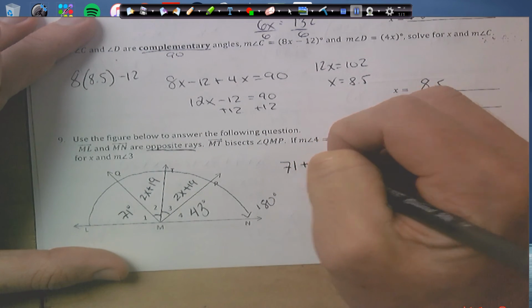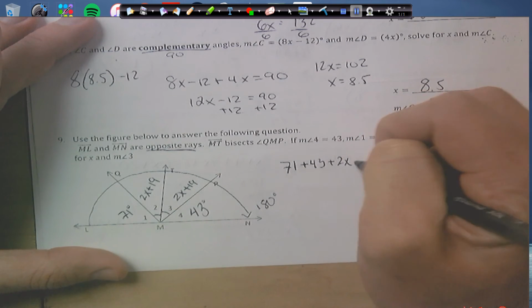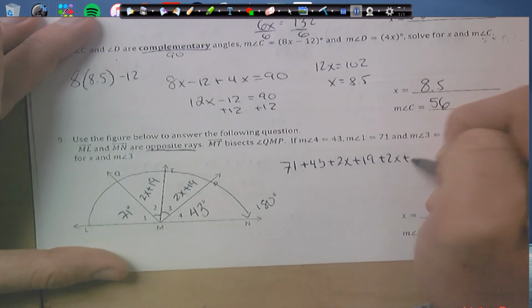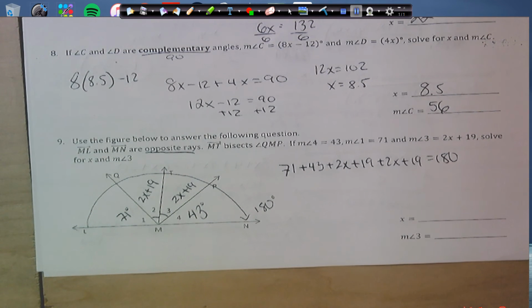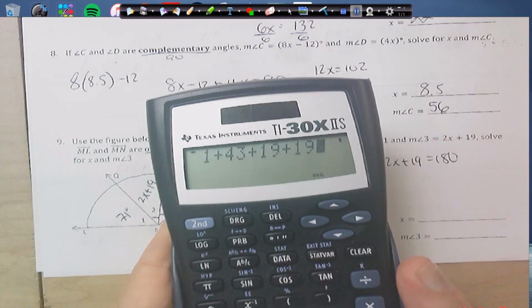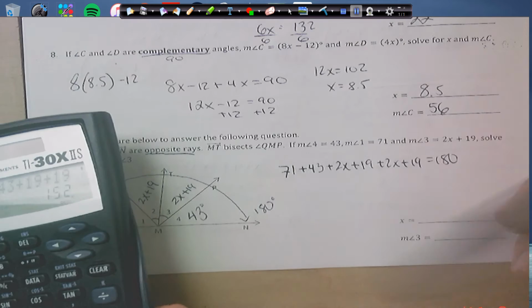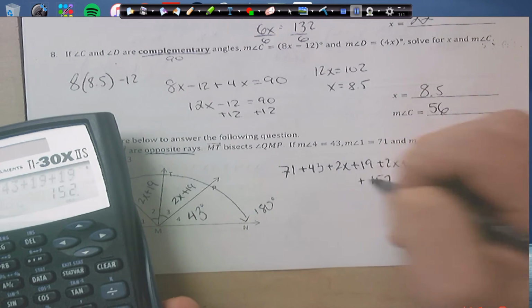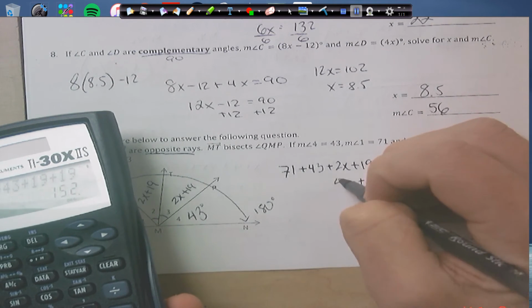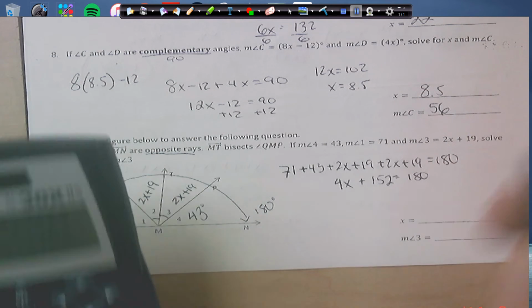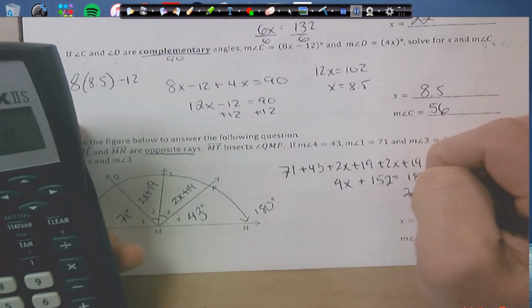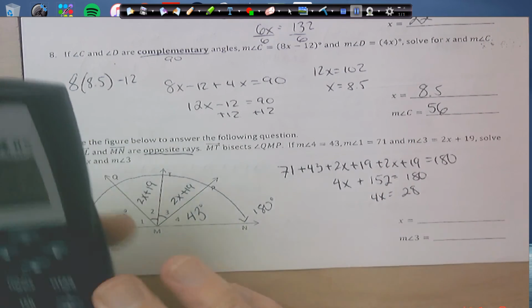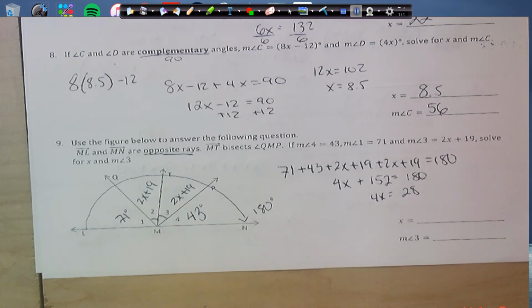Solve. Well, if I add up all 4 angles, they're going to add up and set equal to 180. So 71 plus 43 plus 2x plus 19 plus 2x plus 19 equals 180. So I'm just going to add them all up. 71 plus 43 plus 19 plus 19, set equal to 152. 2x and 2x is going to be 4x. So 152 plus 4x equals 180. So we'll subtract 152 from 180 and we get 28, and then divide by 4 and we get x equals 7.